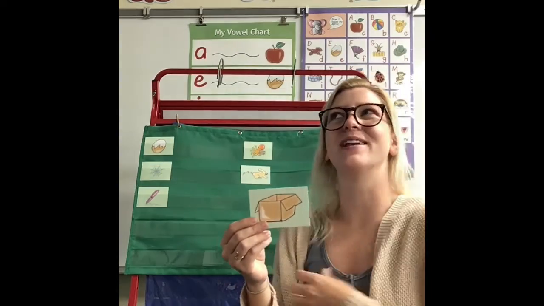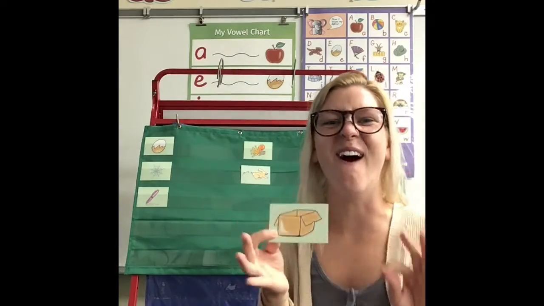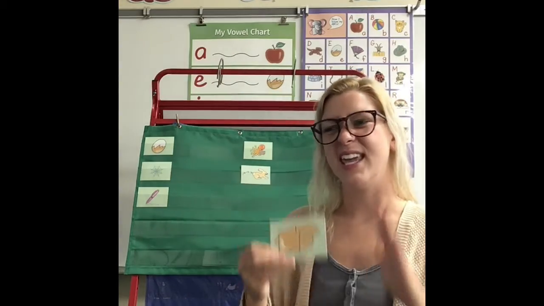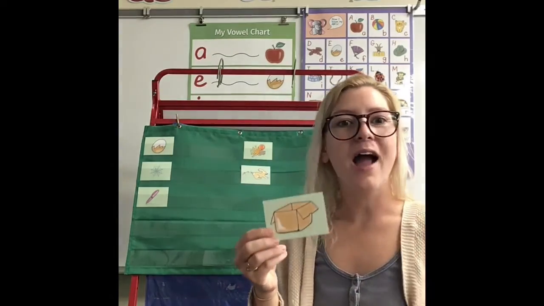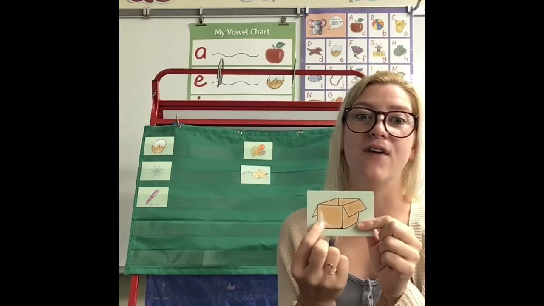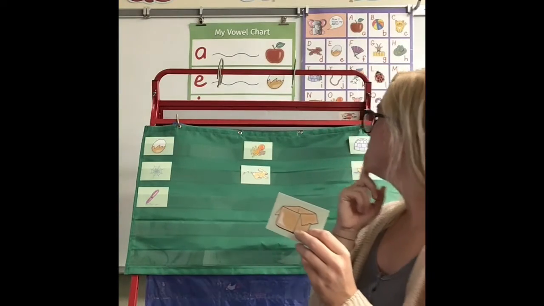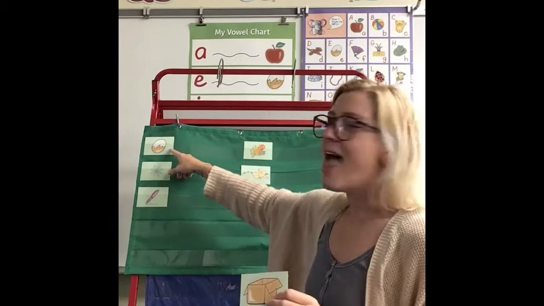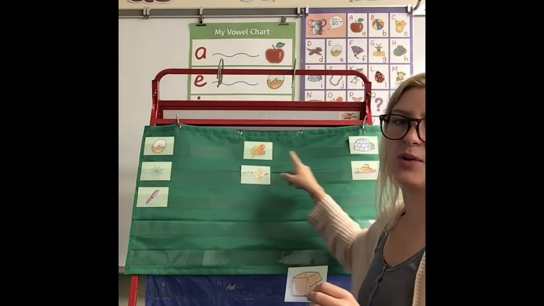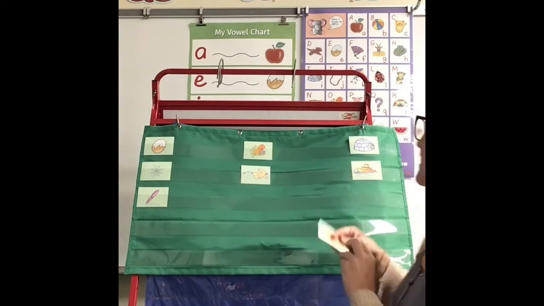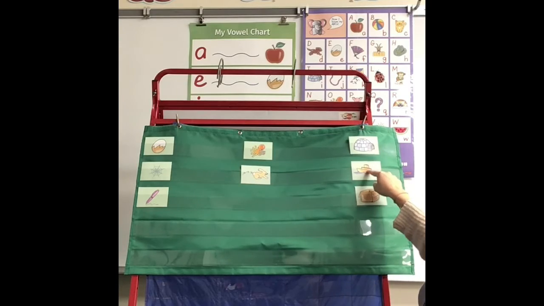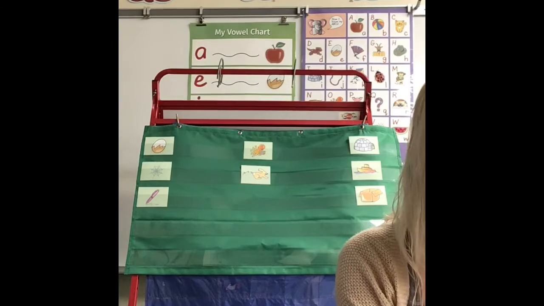Bin. I'm going to try reading this one like a robot so I can hear all of the sounds. B, I, N. I heard I in the middle of bin. Which picture says I? Egg, octopus, or igloo? Igloo. Bin and ship both have I in the middle. Let's try another.